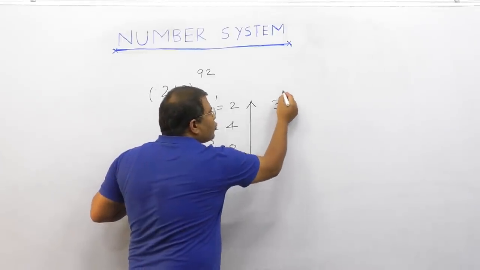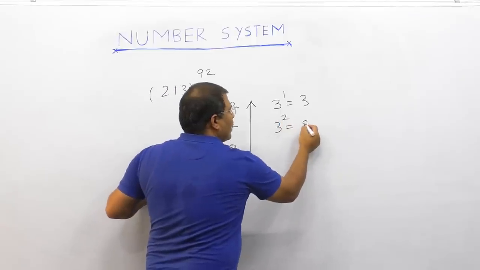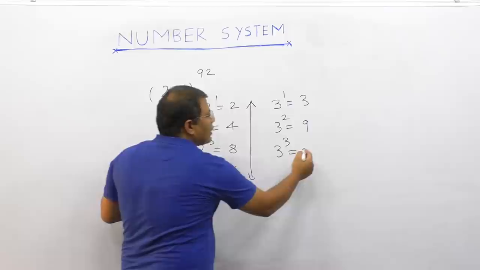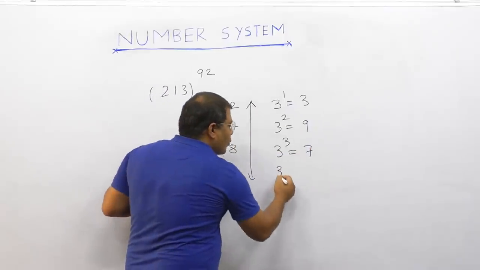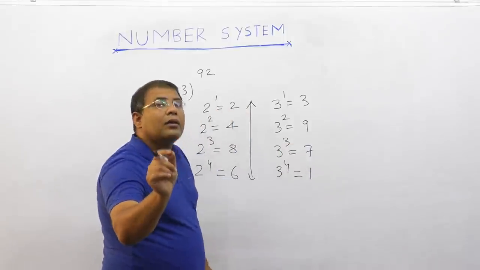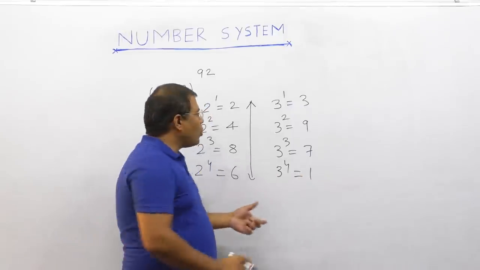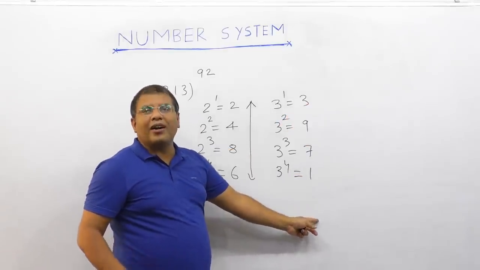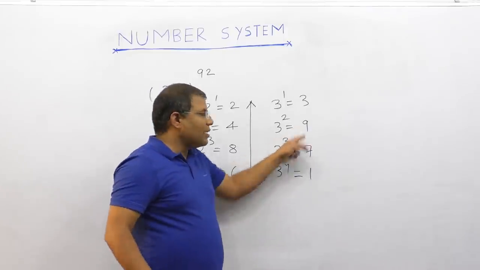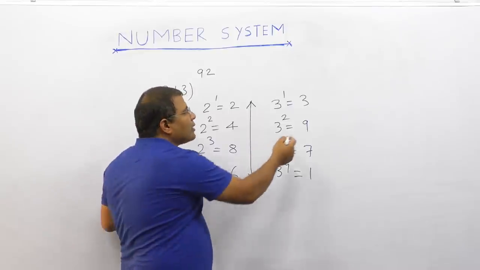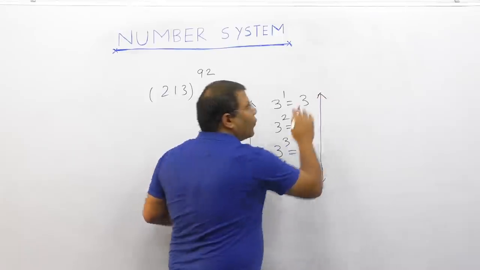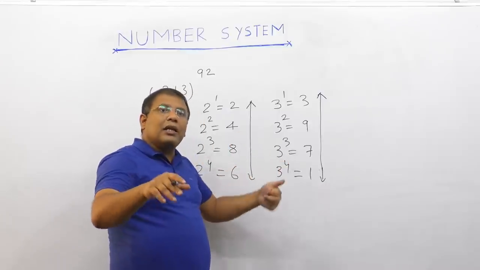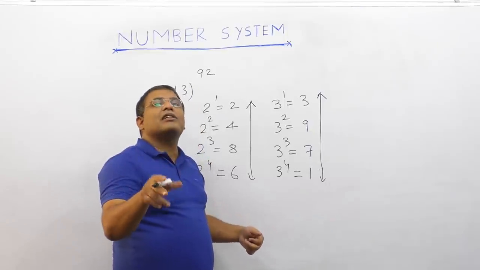Similarly, 3 to the power 1 is 3, 3 square is 9, 3 cube is 27, so we take the unit place digit, which is 7. 3 to the power 4 is 81, the unit place digit is 1. Now 3 to the power 5, once again 3 will come, 3 to the power 6 gives 9, and so on. So the power cyclicity of 3 is also 4. Similarly, 7 and 8 also have power cyclicity 4.